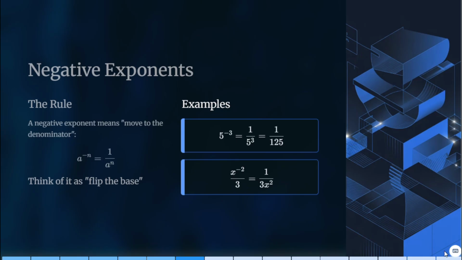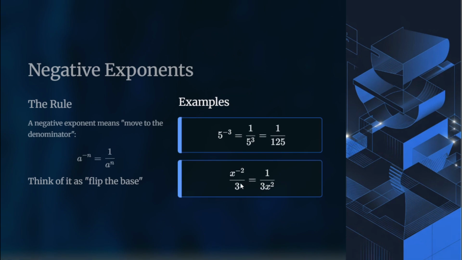For example, if I have 5 to the power negative 3, I can rewrite this as 1 over 5 to the power positive 3. And 5 cubed, we know, is 5 times 5 times 5, which is 125. So my final answer will be 1 over 125. Or similarly, if I have x to the power negative 2 over 3, my 3 remains in my denominator, but I could rewrite x to the power negative 2 as x squared in the denominator. So that will become 1 over 3 x squared.